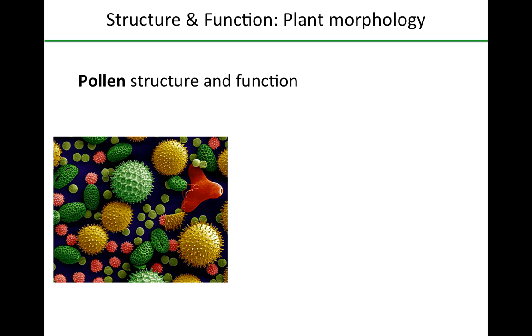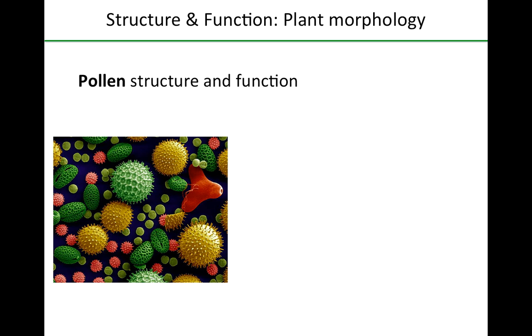Pollen evolved, I don't know the exact date, to be honest, sometime before 300 million years ago, so between 350 and 300 million years ago. This is a microscopic view of pollen. If you were to describe the structure of pollen, it is the male gametophyte, and it's surrounded by a tough, airtight coat of a substance called sporopollenin. This is just a really tough outer coat around the pollen grain.